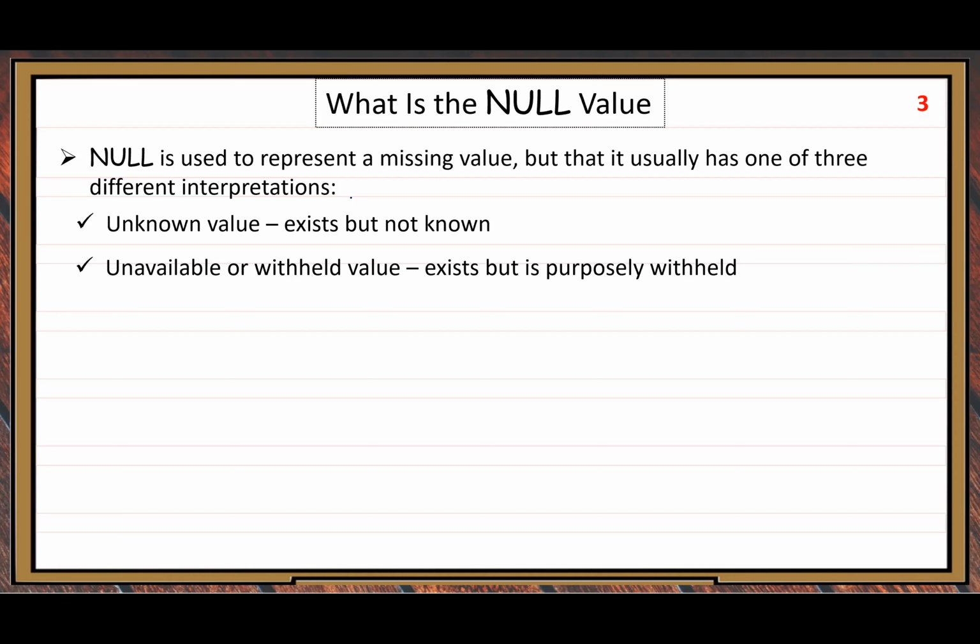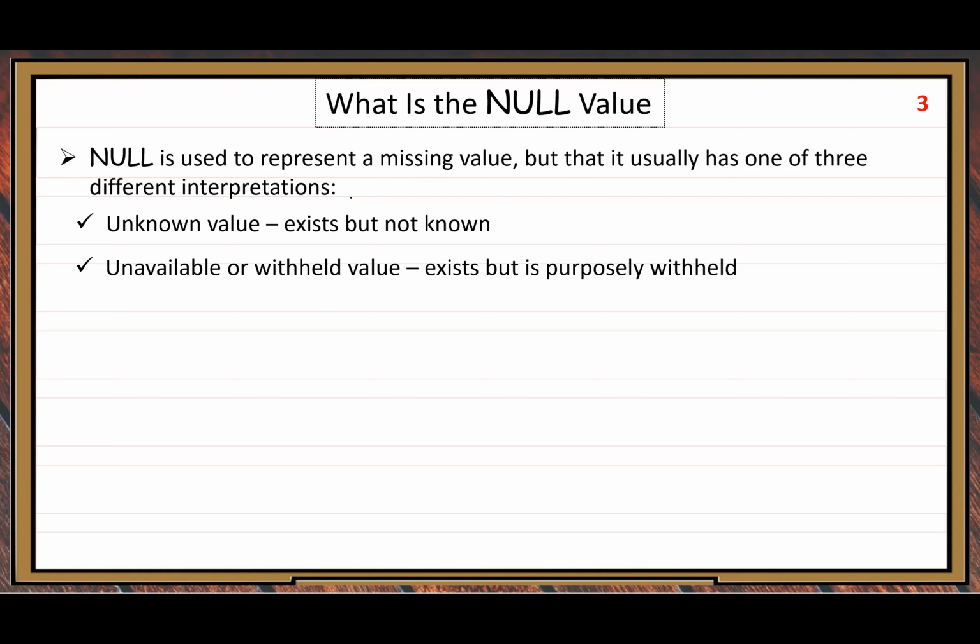Unavailable or withheld value: exists, but is purposely withheld. Another situation. We know it exists, but due to various reasons, we just do not want to put it there. Withheld, for some special reason.